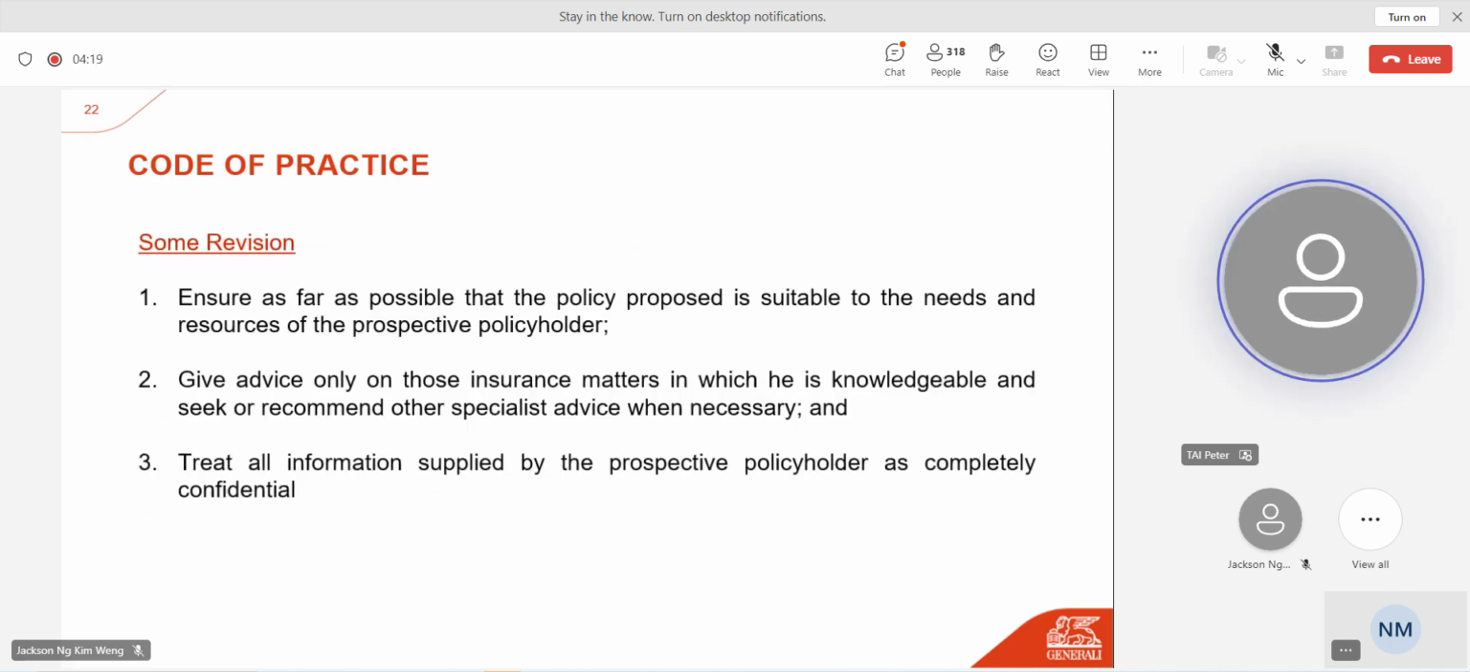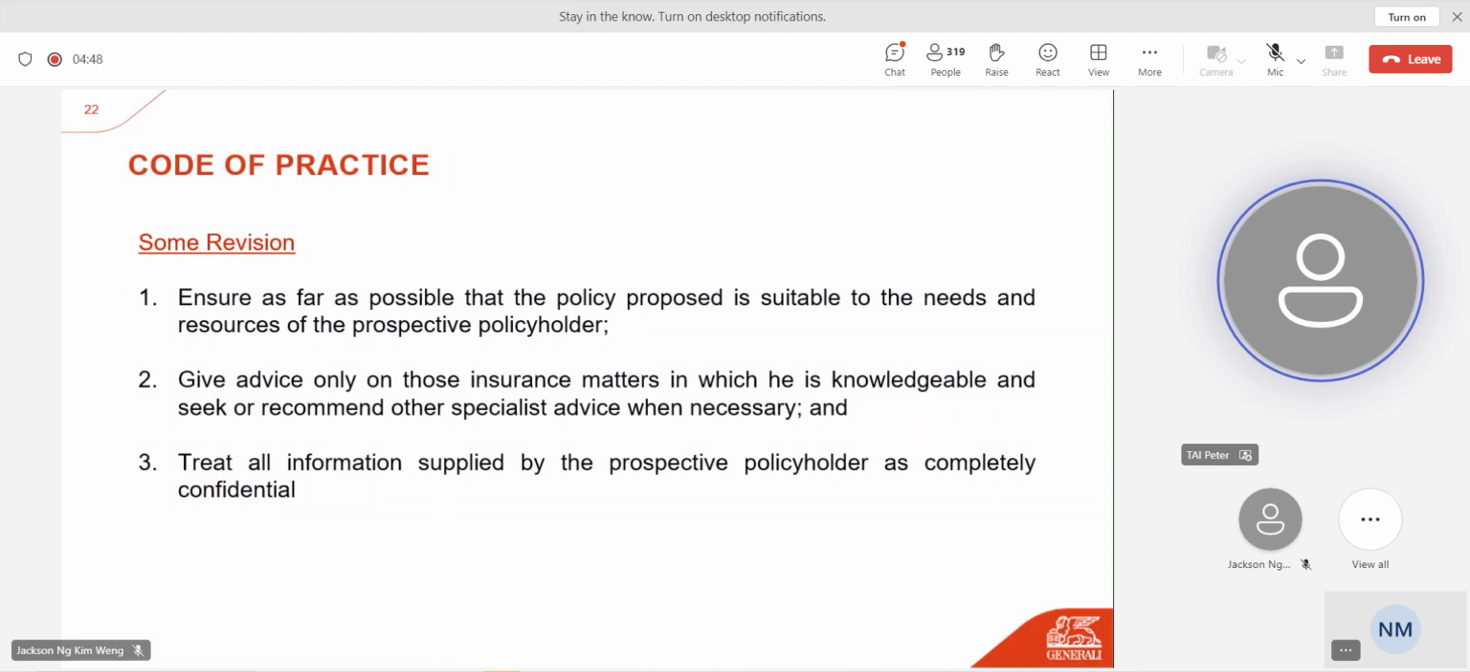Just a revision. Please ensure that as far as possible, the policy proposed is suitable to the needs and resources of the prospective policy buyer. Meaning, if he needs a PA insurance, make sure that you recommend the PA insurance that is suitable for him. No point recommending something very high like the 3 million sum insured when you know very well that he has no means to purchase it. So basically this is what it means.